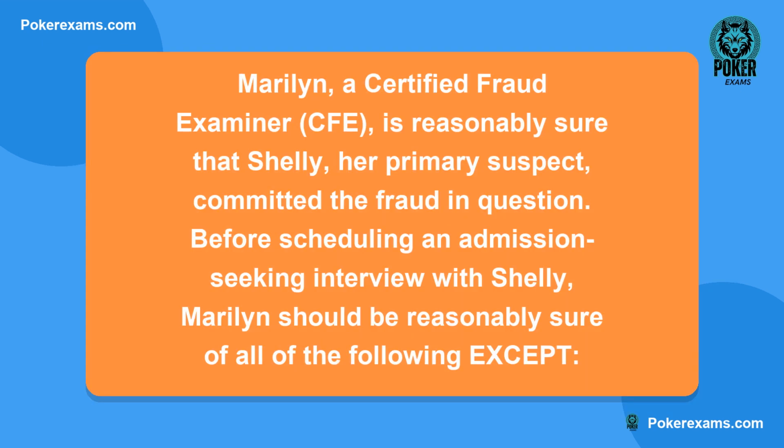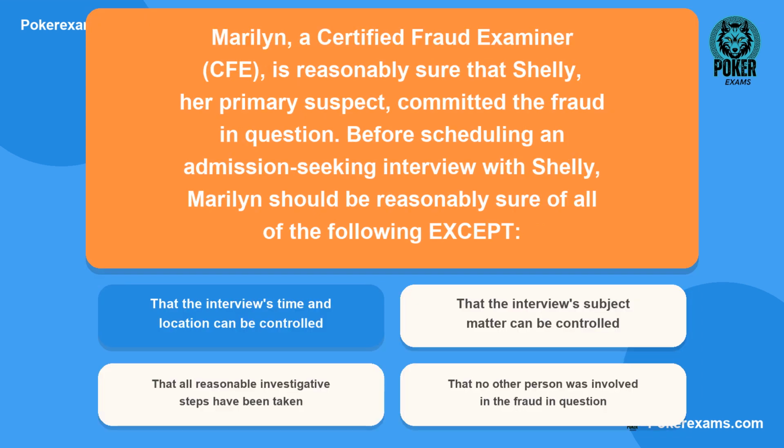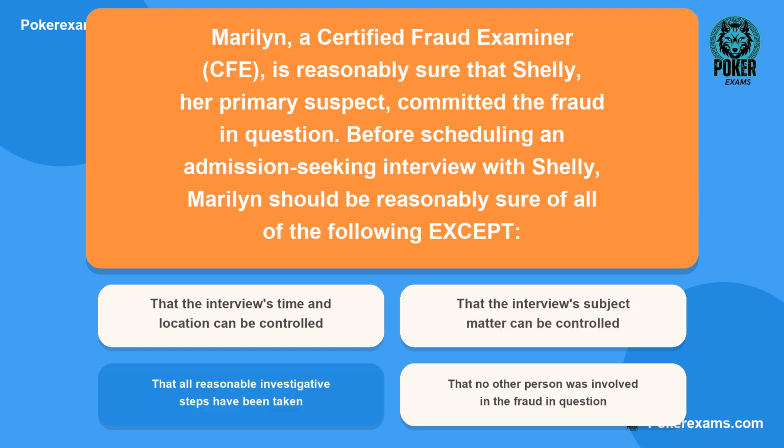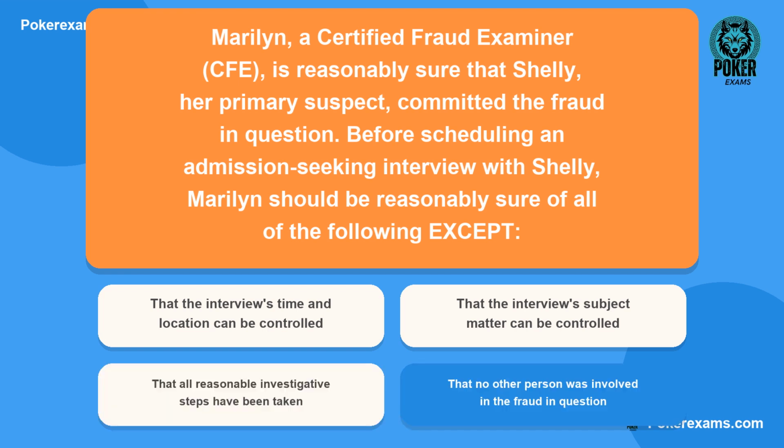Next question. Marilyn, a certified fraud examiner, CFE, is reasonably sure that Shelley, her primary suspect, committed the fraud in question. Before scheduling an admission-seeking interview with Shelley, Marilyn should be reasonably sure of all of the following except: is it A, that the interview's time and location can be controlled? Or B, that the interview's subject matter can be controlled? Could it be C, that all reasonable investigative steps have been taken? Or lastly, D, that no other person was involved in the fraud in question?